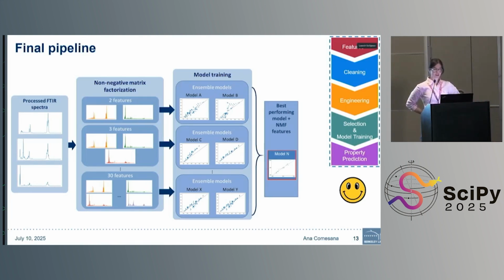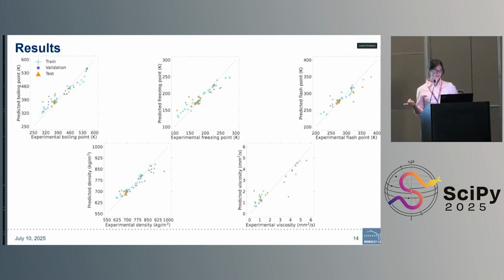For each property, we train ensemble models using different combinations of hyperparameters and NMF features. And we compare model performance on a validation set and select the best performing combination. And we do this for boiling point, flash point, freezing point, kinematic viscosity, and density. And then we have a smiley face, but mostly if the results are good. So let's look at the results.